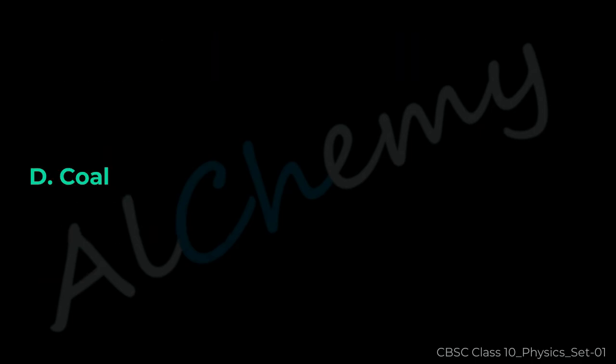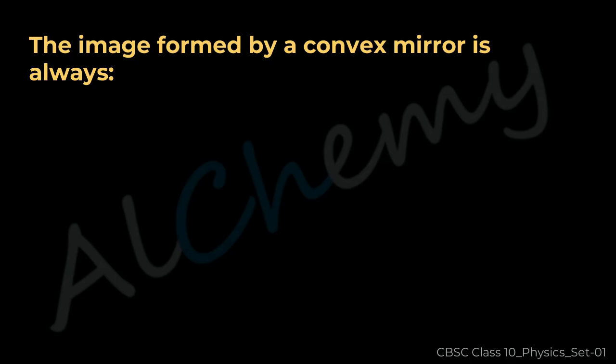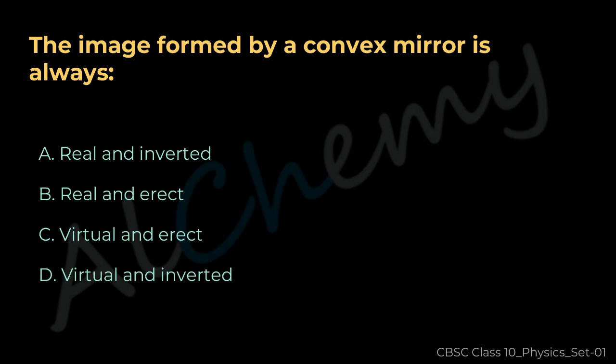The correct answer is D. Coal. Question 28. The image formed by a convex mirror is always A. Real and inverted. B. Real and erect. C. Virtual and erect. D. Virtual and inverted.